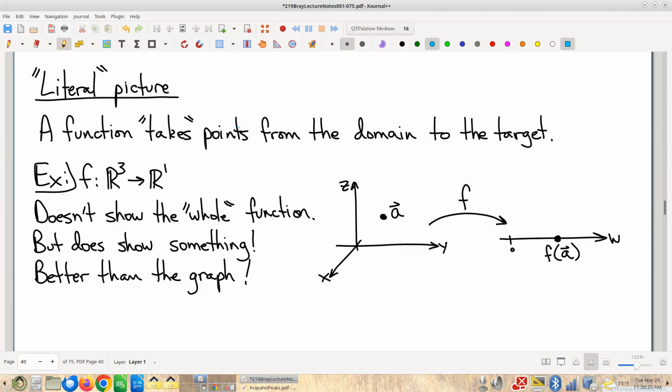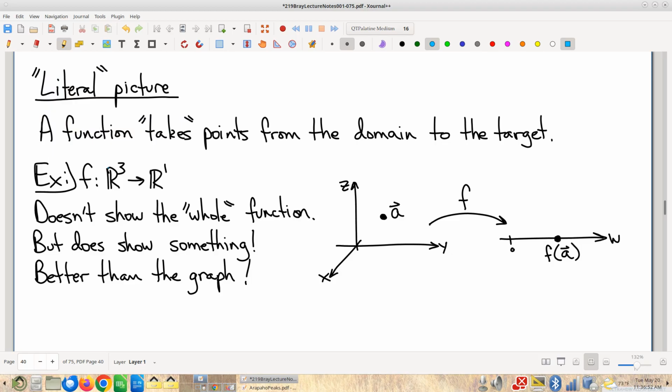Okay, here's a different kind of picture. Most people don't like this kind of picture as much as graphs. I think that's a mistake. It's not better, it's not worse, it's just different. This is what I like to call the literal picture. I am actually not clear that there is a formal name for this kind of picture, but it is all over the place. You're going to see this a lot, so I'm going to call it the literal picture.